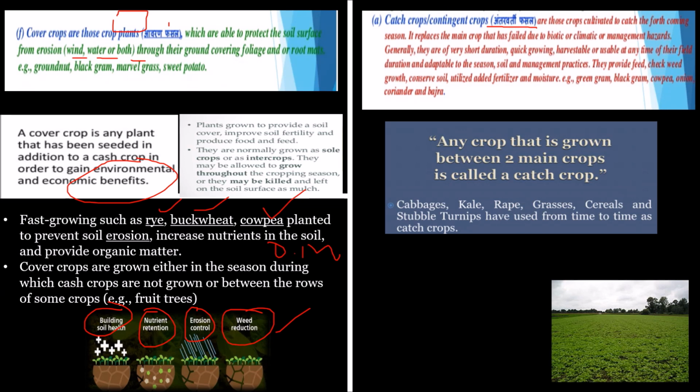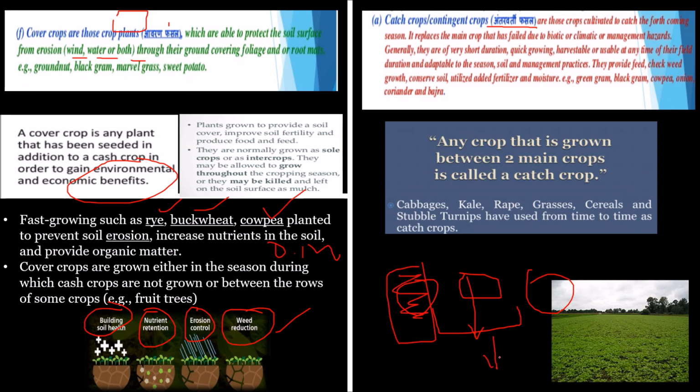Now, what is a catch crop? It is also called a contingent crop. What is this? If between the two main crops, we are catching the, what do you call, we are catching the production or we are catching the money. If we are growing some other crops in that small window of time, that is called the catch crop. To get a catch out of it, these are the crops which are cultivated to catch the forthcoming season. It is replacing the main crop that has failed due to any stress or any biotic or any abiotic reason.